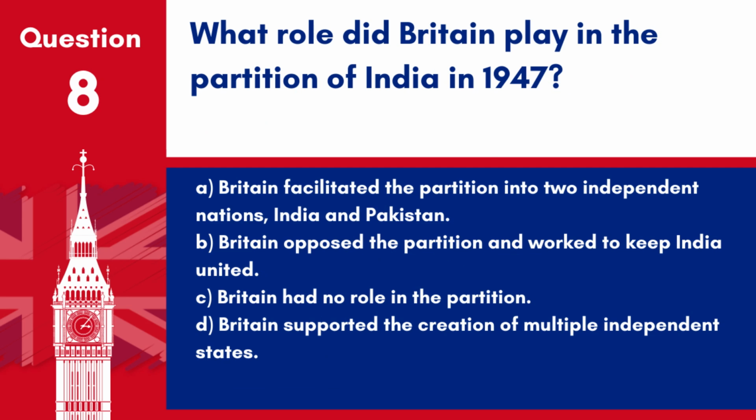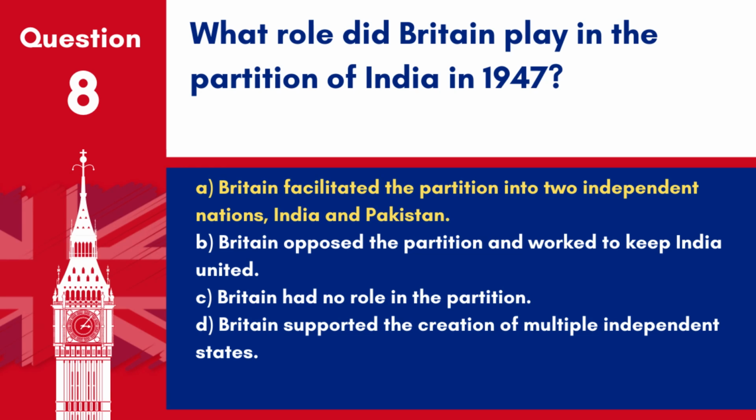Question 8. What role did Britain play in the partition of India in 1947? A. Britain facilitated the partition into two independent nations, India and Pakistan. B. Britain opposed the partition and worked to keep India united. C. Britain had no role in the partition. D. Britain supported the creation of multiple independent states.